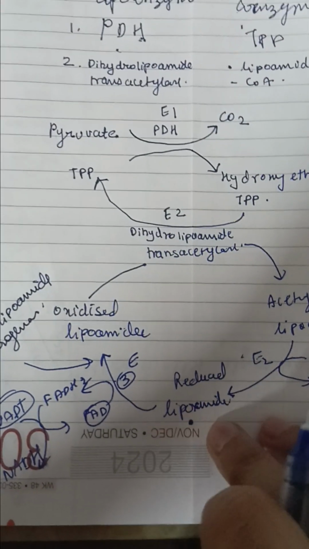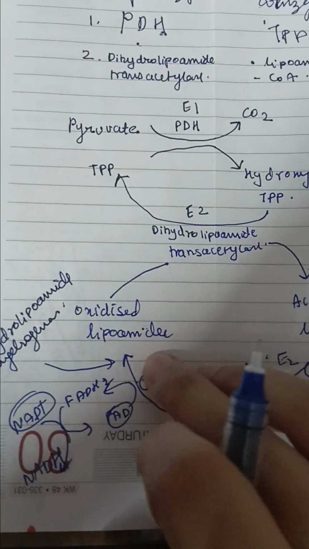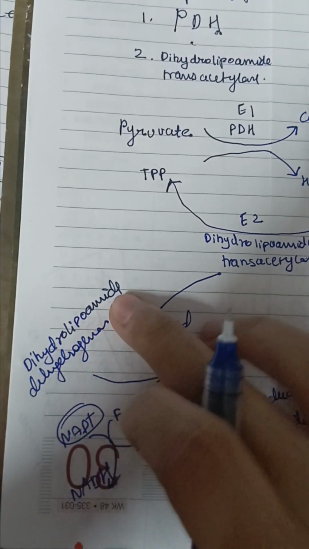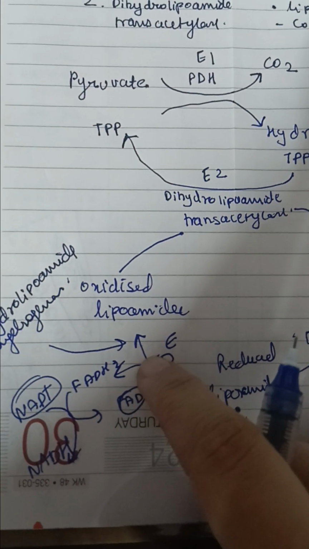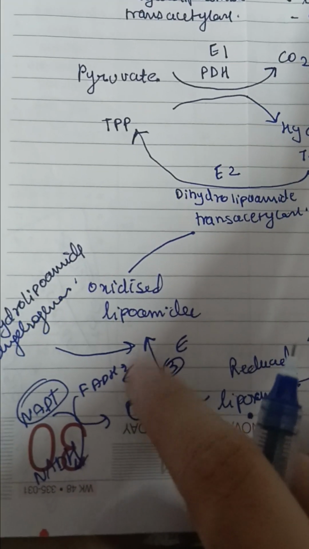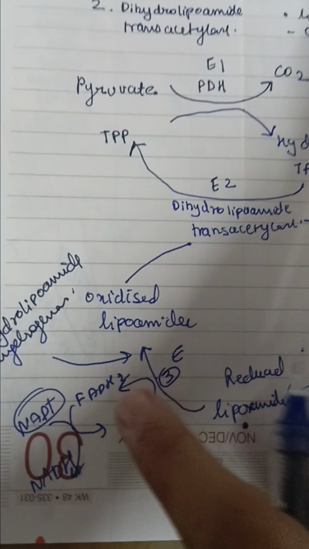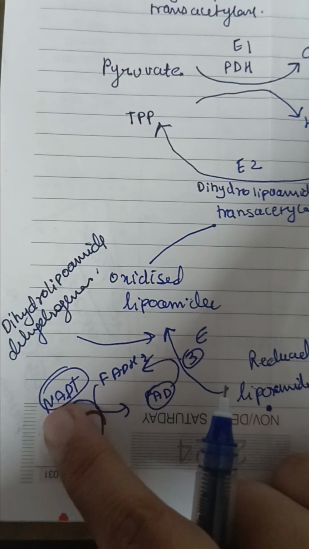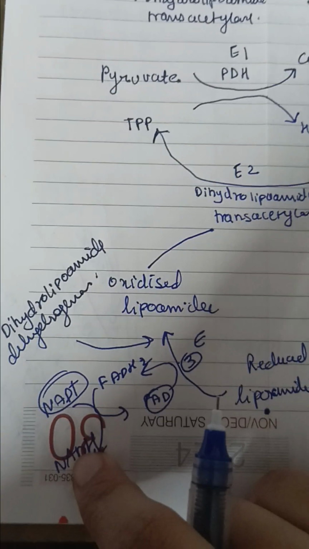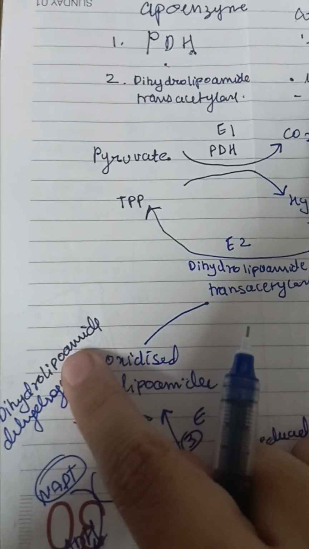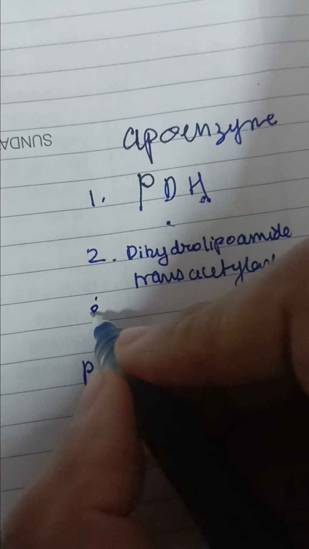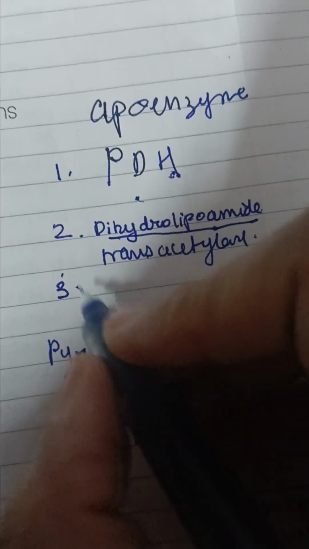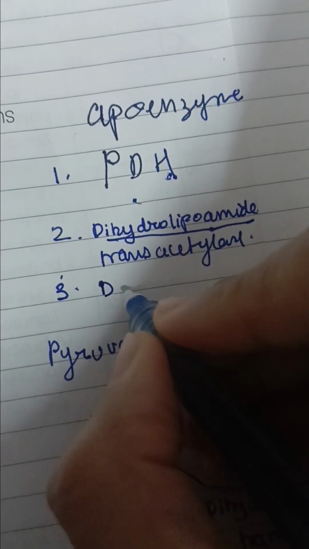Let me write it down. This reduced lipoamide is converted to oxidized lipoamide in the presence of an enzyme called dihydrolipoamide dehydrogenase, because it is consuming an FAD and converting it to FADH2, and this is converting back to FAD by converting NAD+ to NADH. So this is the third apoenzyme. The third enzyme is dihydrolipoamide dehydrogenase.